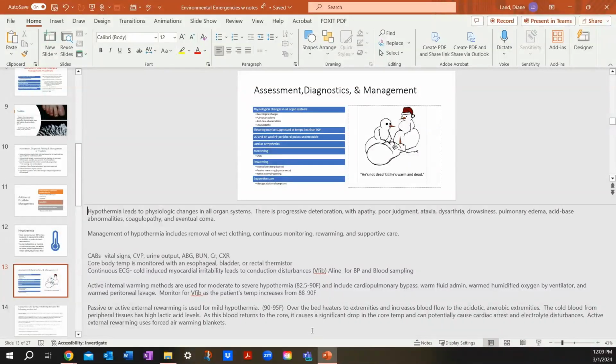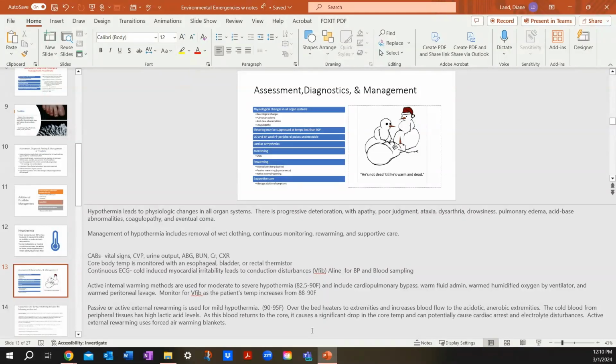Passive and active external rewarming is used for mild hypothermia from 90 to 95. Over-the-bed heaters, like those Bair Huggers, to extremities. So they're going to put those heaters over the extremities because it increases the blood flow.